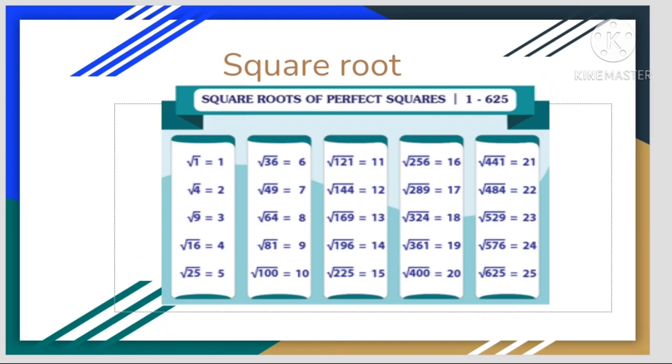Square roots of perfect squares. Root 1 is 1, root 4 is 2, root 9 is 3, root 16 is 4, root 25 is 5, root 36 is 6, root 49 is 7, root 64 is 8, root 81 is 9, root 100 is 10. Root 121 is 11, root 144 is 12, root 169 is 13, root 196 is 14, root 225 is 15, root 256 is 16, root 289 is 17, root 324 is 18, root 361 is 19, root 400 is 20, and so on. Root 625 is 25.